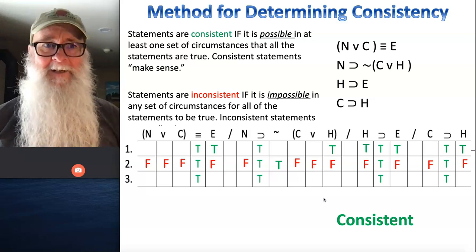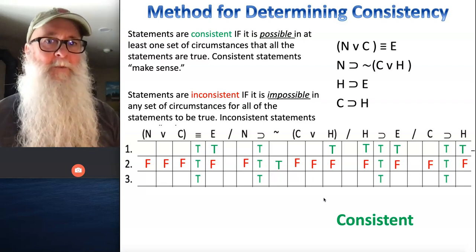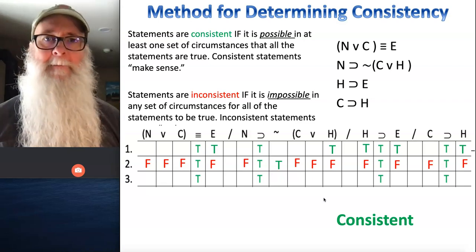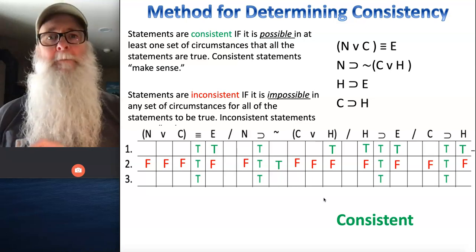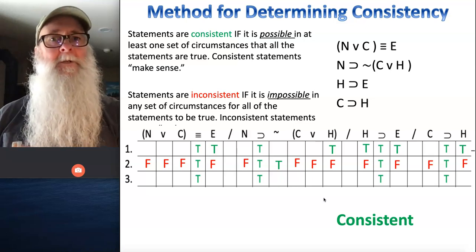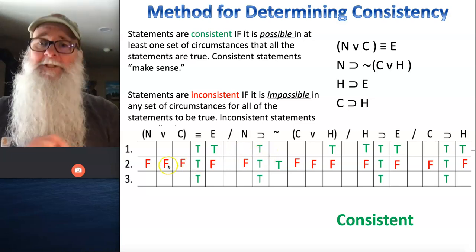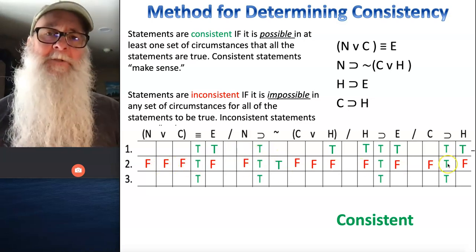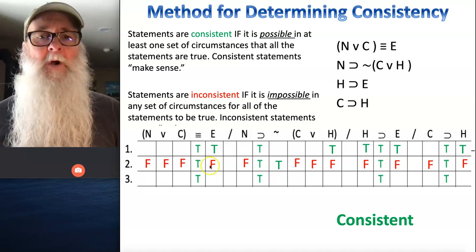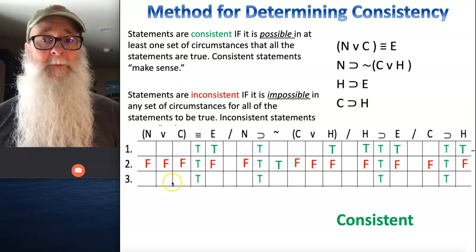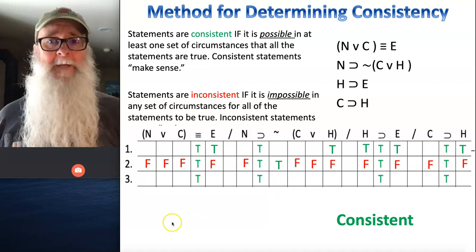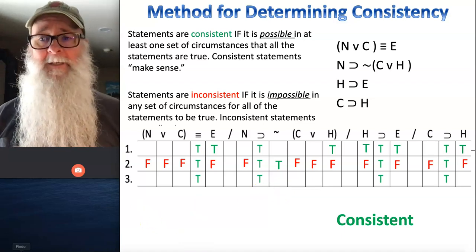So the theme here is this. Work slowly, work methodically, exhaust your options. You're only looking to prove that the statement is consistent or inconsistent. And you can prove it consistent by just showing one possible combination of true-false values with no contradiction where all of the statements are true at the same time. So we don't even need to do anything with line 3 because we proved on line 2 that these statements are consistent.